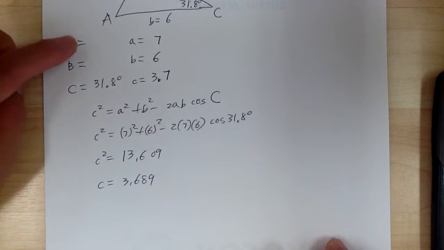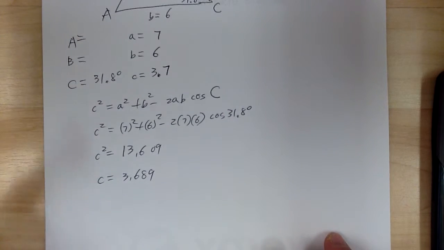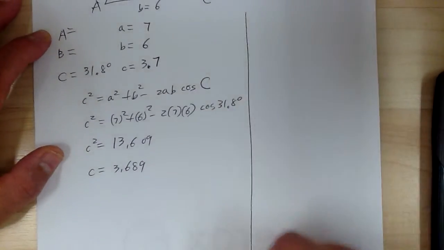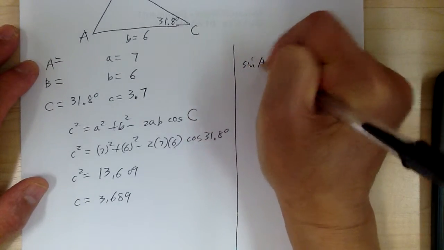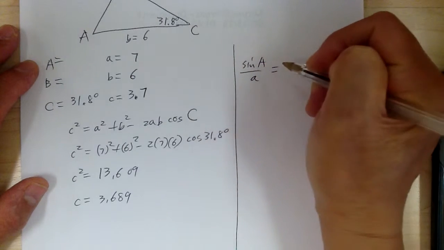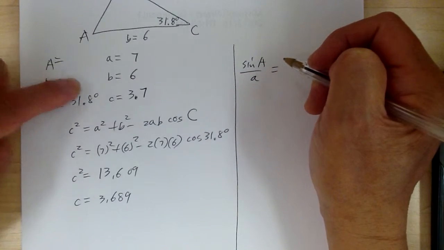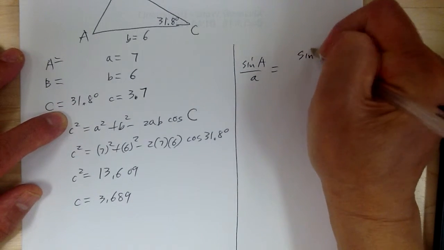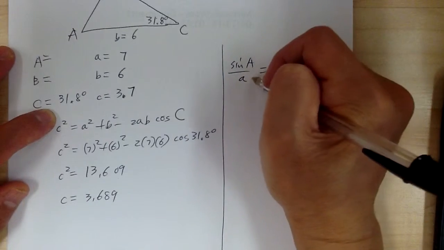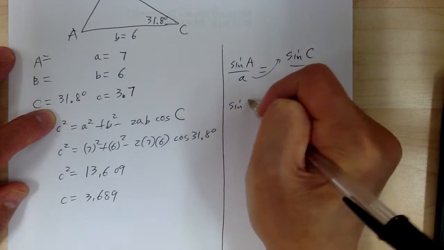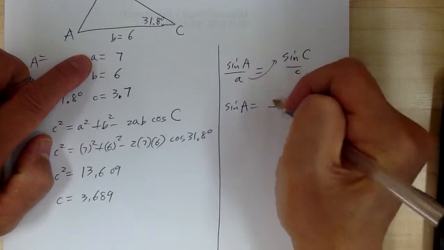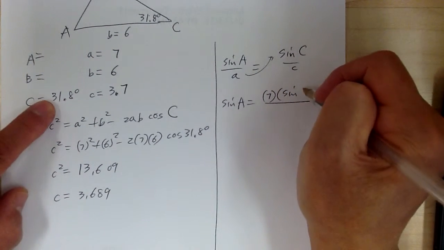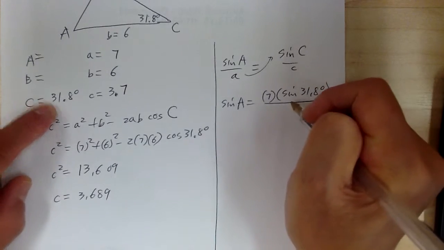So now we have to look for either A or B, right? So in this case, doesn't matter. I'm going to get A. So sine A over A equal to, now I have to use C because there's nothing over here for B, so I have to use C. So equal to sine C over small c, so you can move this up here. So sine A equal to, the small a is 7, then you have sine angle C, which is 31.8 degrees, over small c.